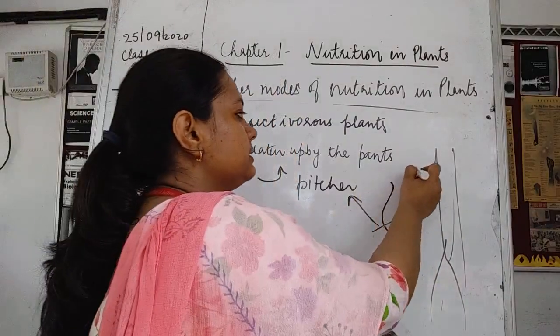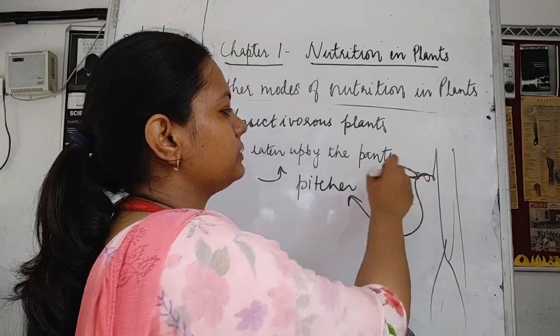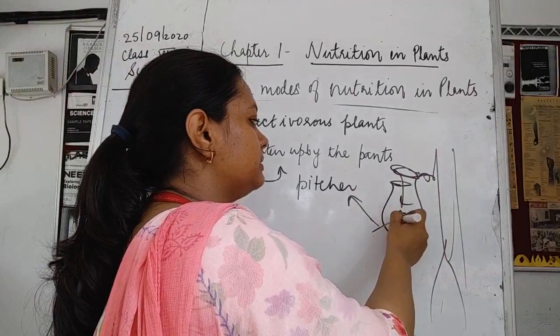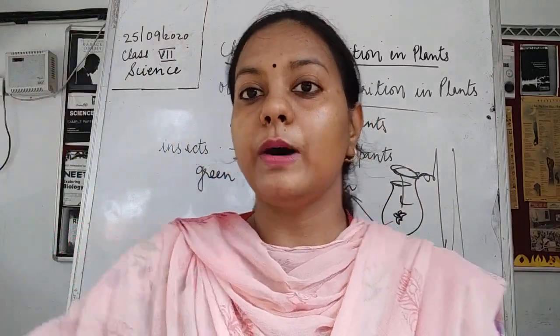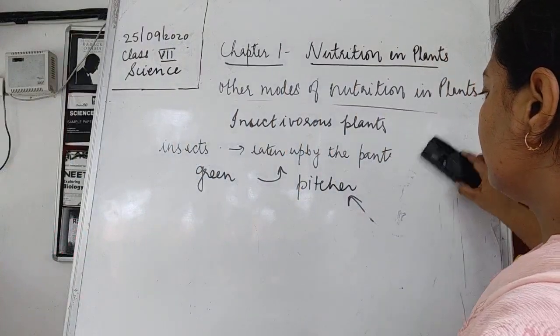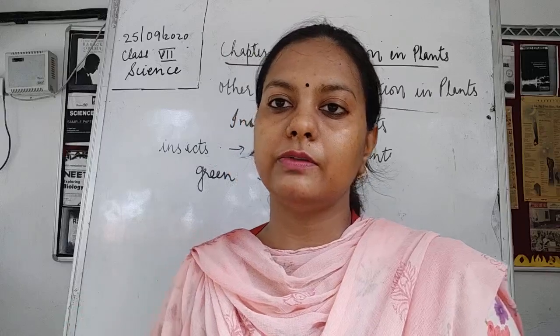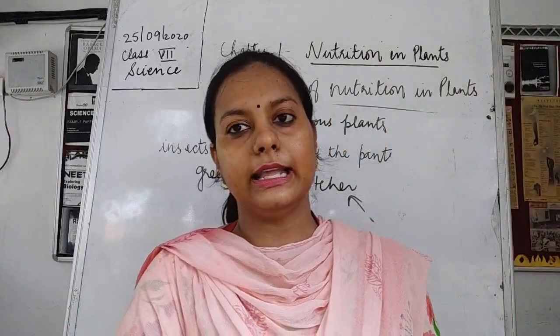Now this also has a lid. As soon as an insect sits over it, the lid is going to close, and the insect that gets in here is going to be digested, and this gives the plant its nutrition. So why they catch the insects and why they gain the nutrition, children, that is again a part of a question. I'll discuss all these things in detail in the next class, children.